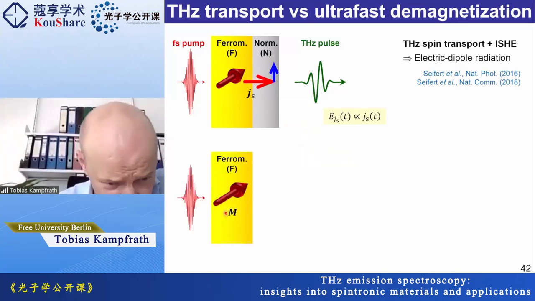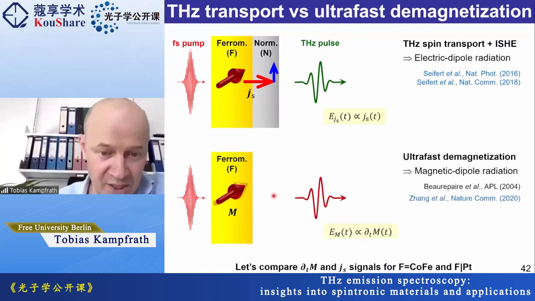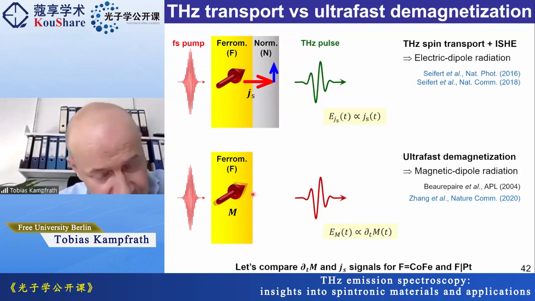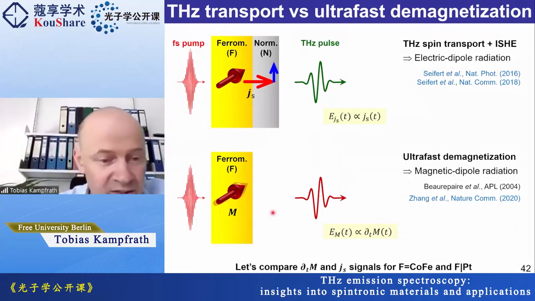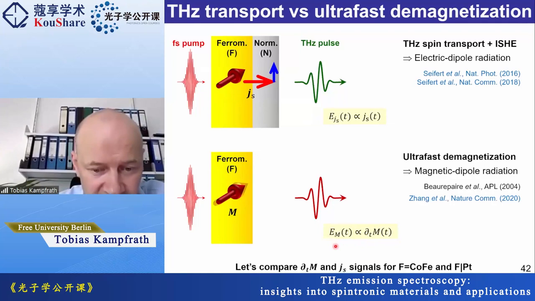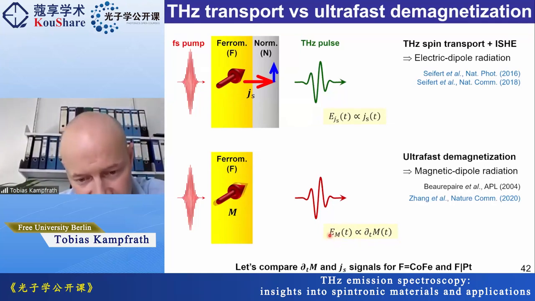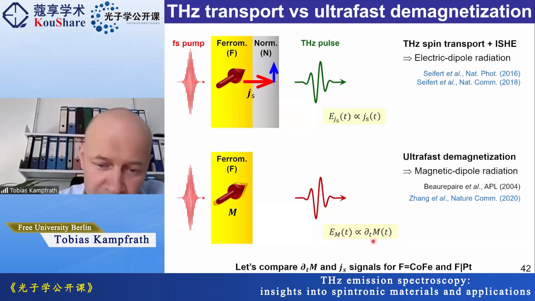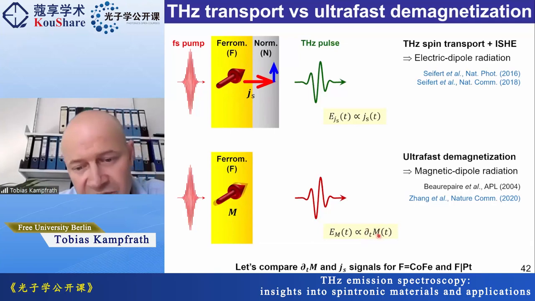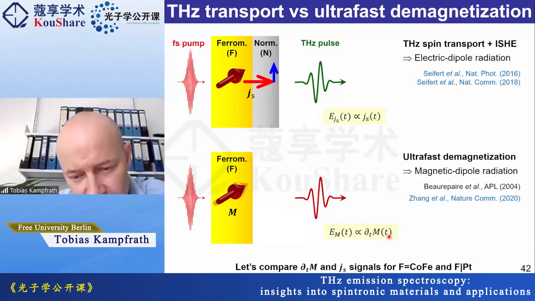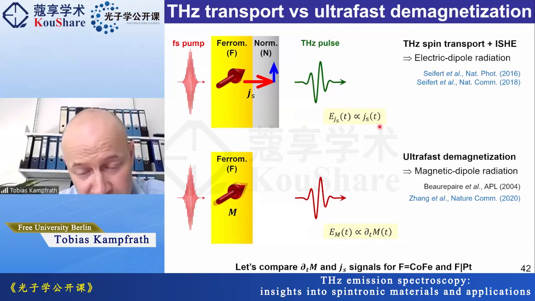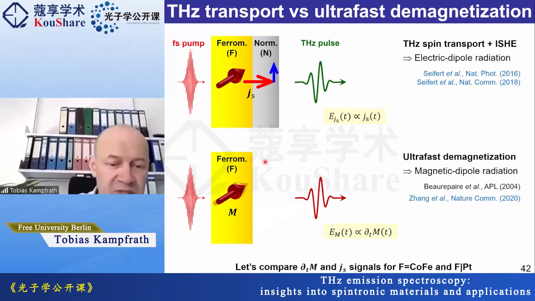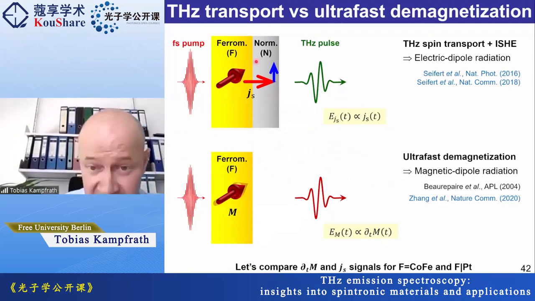But what about the ultrafast demagnetization of a single ferromagnetic film? How can we measure this? When you excite the ferromagnet, the magnetization shrinks, it reduces. But this again means we have a time-dependent Hertzian magnetic dipole, and it will also emit terahertz radiation. The electric field of the terahertz pulse directly behind the sample is proportional to the time derivative of the time-dependent magnetization, d over dt of m. For the spin transport, the electric field is directly proportional to the spin current amplitude itself. So this means we should just measure these two processes in one and the same terahertz emission setup.